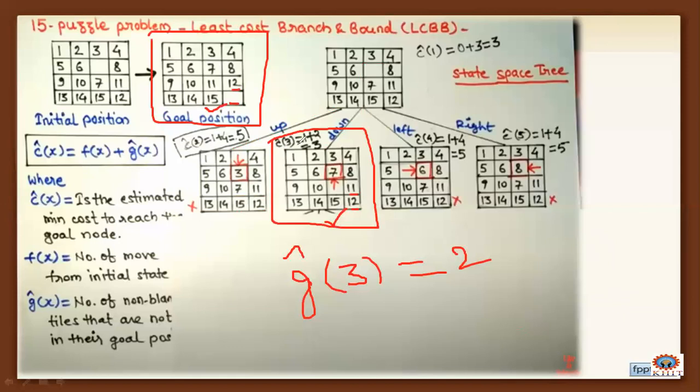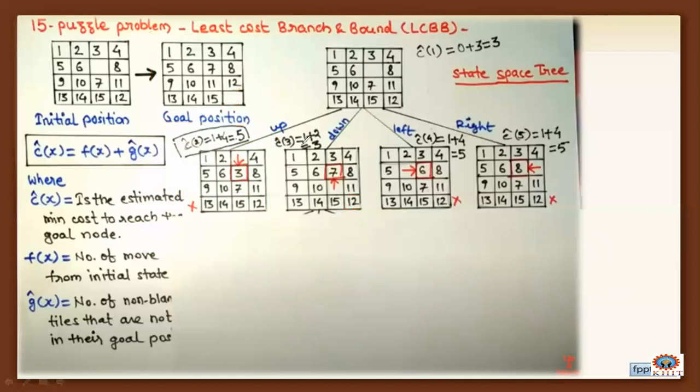Now apply C cap of 3. C cap of 3 is equal to F of 3 plus G cap of 3. F of 3 is equal to 1, G cap of 3 is equal to 2, that is equal to 3. So we will get the value of C cap of 3 is equal to 3. Now we will go for another way of considering.